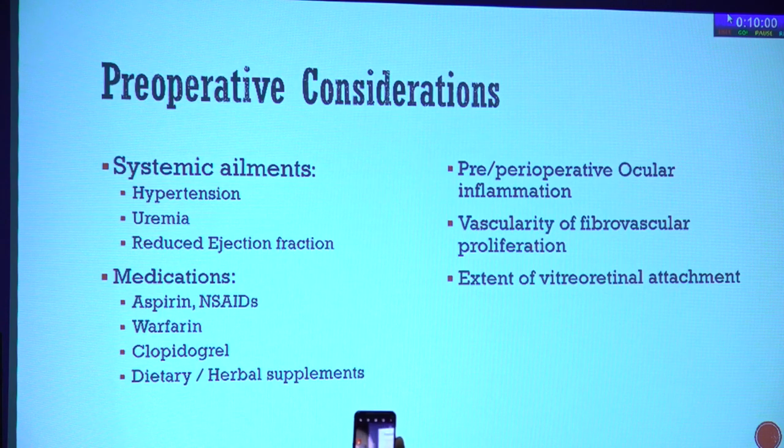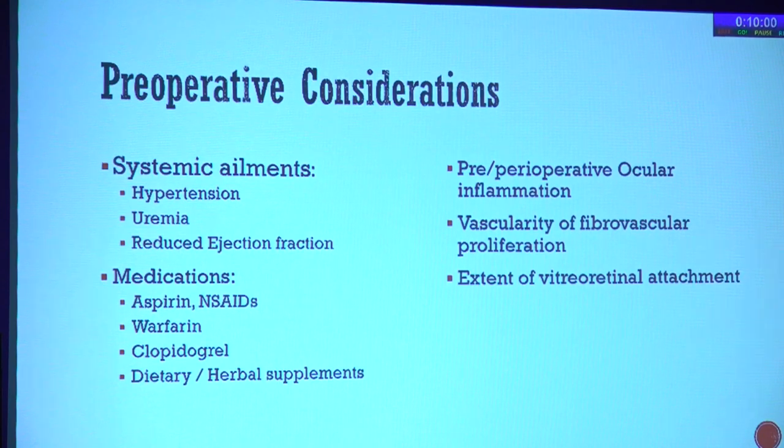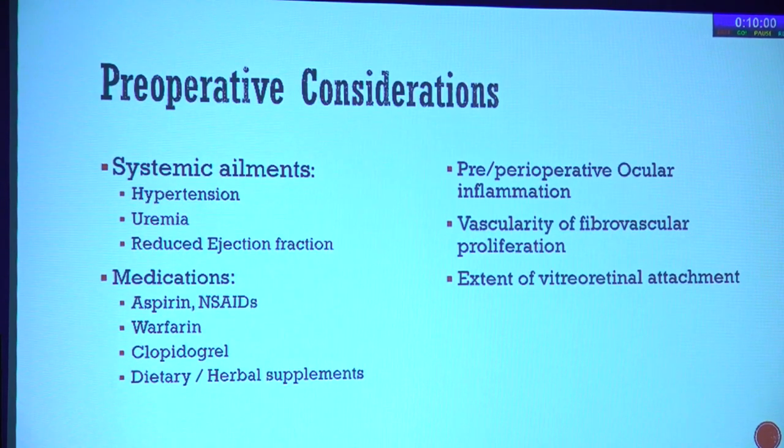The vascularity of the fibrovascular proliferation, as we have already discussed, is tackled with intravitreal Avastin 3 to 5 days prior. In case there is vitreous hemorrhage and no view of the retina, I take the ultrasound picture into consideration, looking at the extent of retinal attachment, and then decide whether or not I need to give Avastin pre-op.